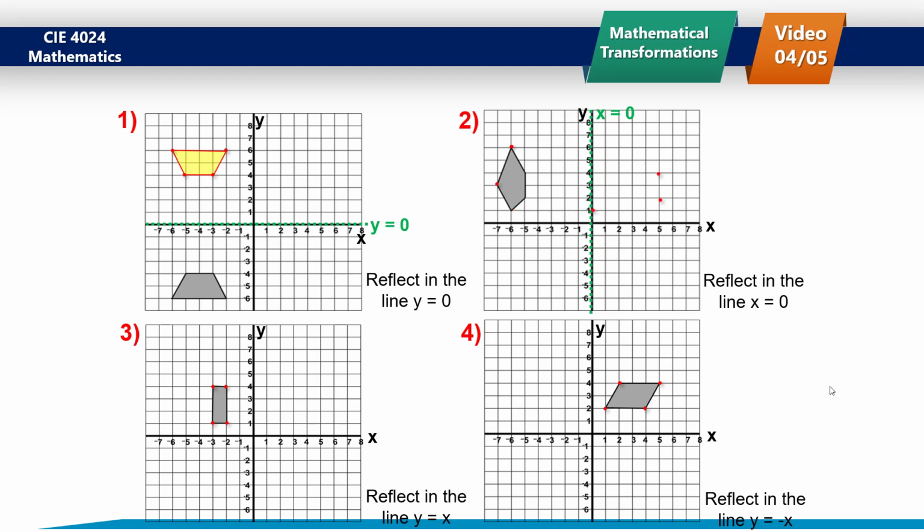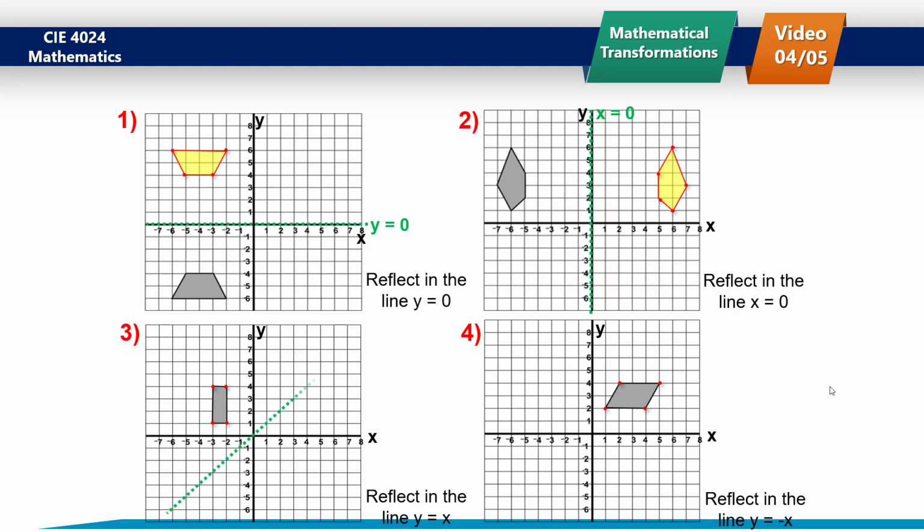Again it's 6 units leftward, so it must be 6 units rightward. And that point, the same point, the distance should be the same from the mirror line to the object and from the mirror line to the image. Now joining these points will give you the reflected image.